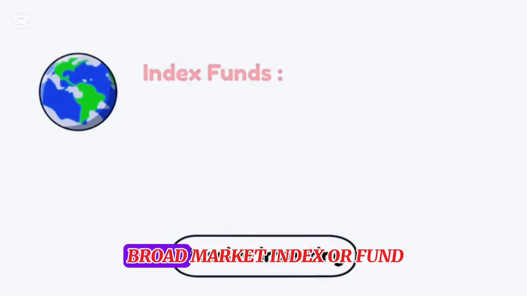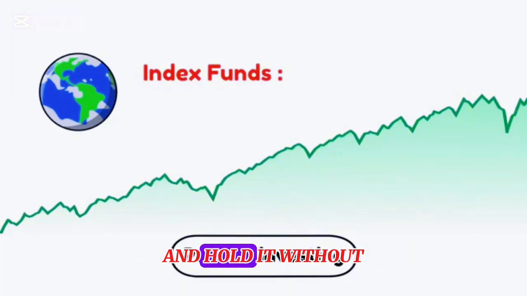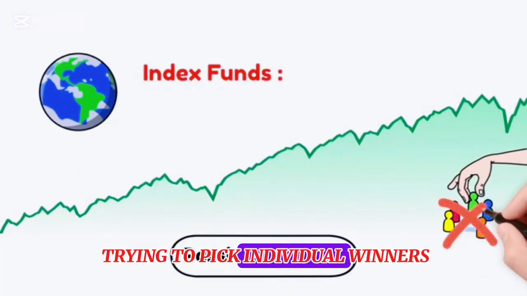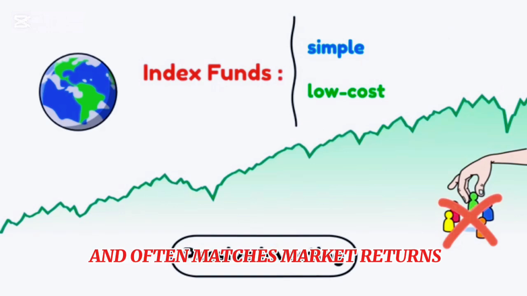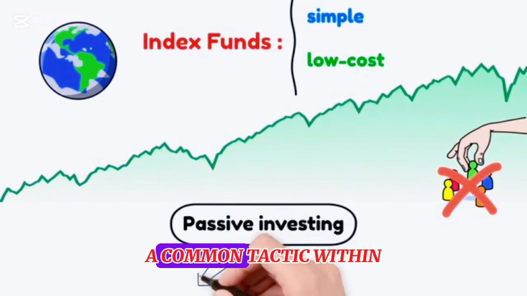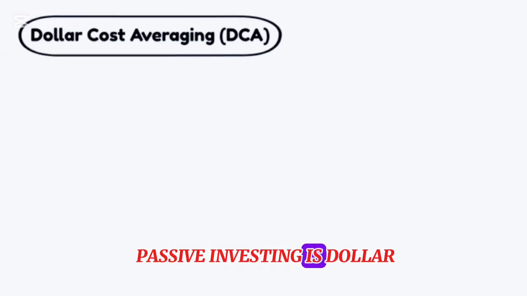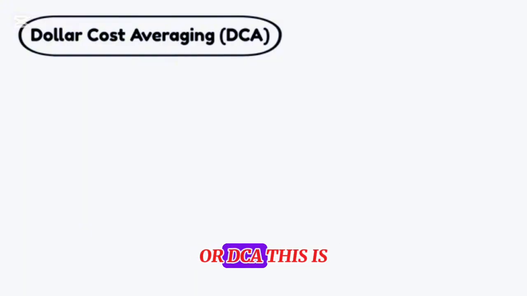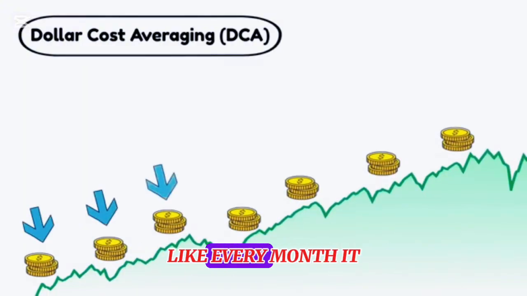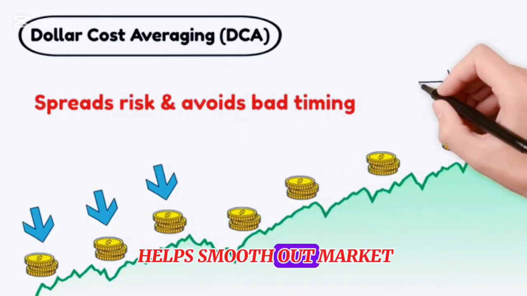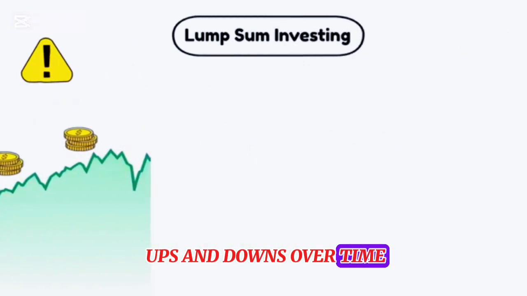Passive investing is a long-term approach where you buy a broad market index or fund and hold it, without trying to pick individual winners. It's simple, low cost, and often matches market returns. A common tactic within passive investing is dollar cost averaging, or DCA. This is when you invest a fixed amount regularly, like every month. It helps smooth out market ups and downs over time.